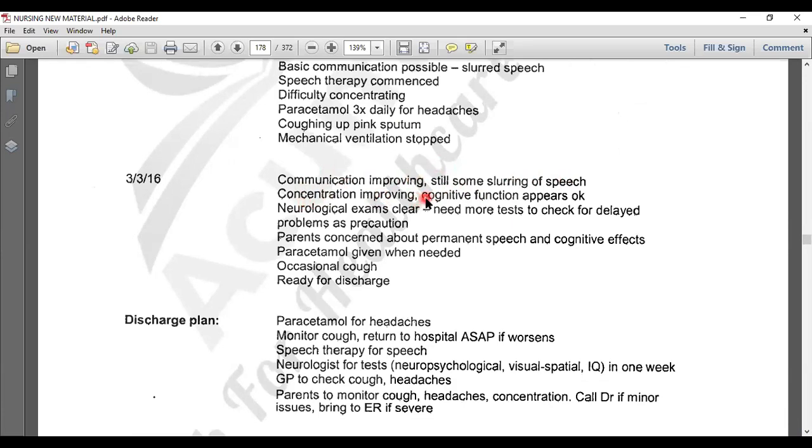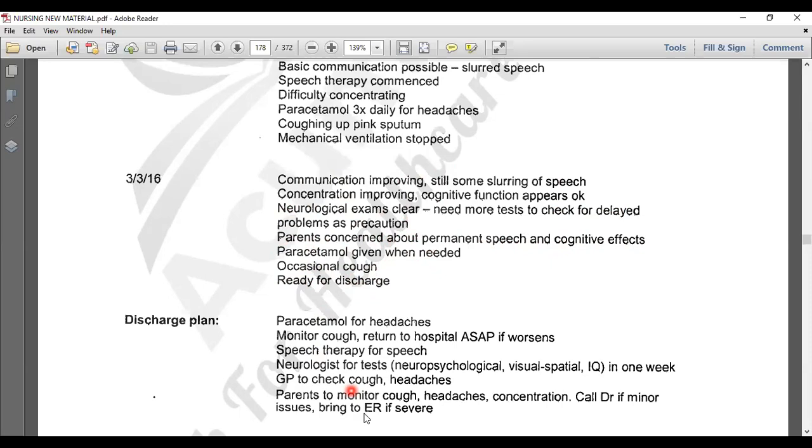Her concentration is improving. Neurological exam is clear, but she needs more tests. Parents are concerned about permanent speech and cognitive effects because she had slurred speech at the age of 6, which is of course a matter of concern. And about the cognitive effects because she had difficulty in concentrating. She also has an occasional cough and paracetamol for headache, but she is now ready for discharge.